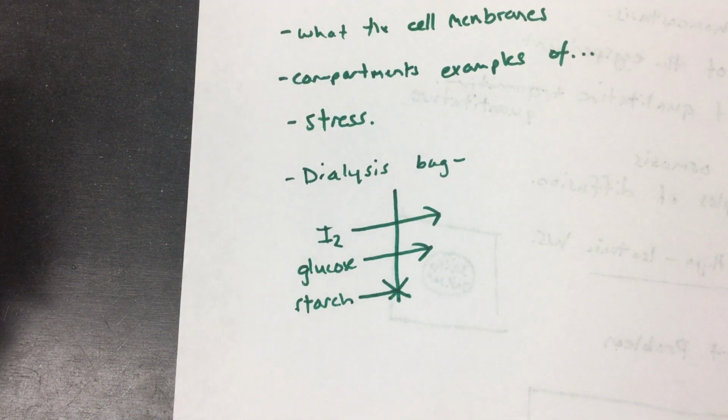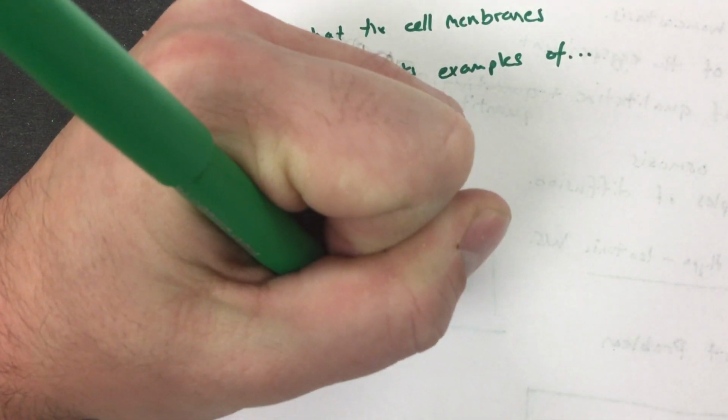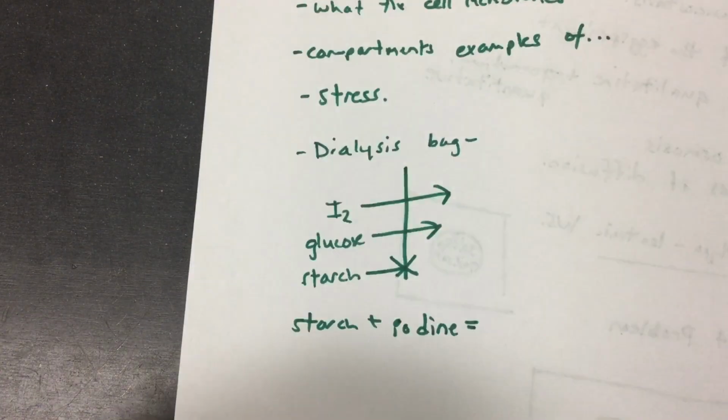You need to know that starch plus iodine gives what color? Purple or dark. Yep.